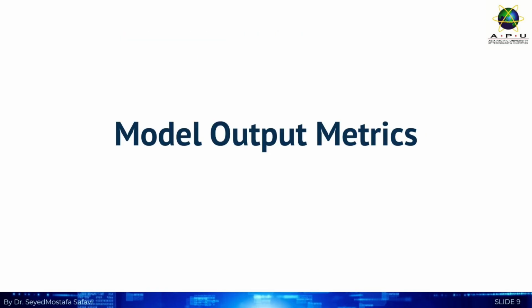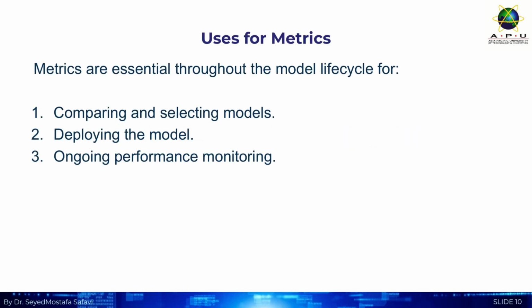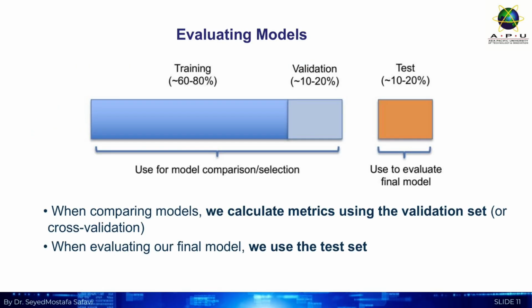The model output metrics are the language of performance. To speak fluently about machine learning, you need to know these key terms. We'll break them down into two families: regression, predicting a number, and classification, predicting a category. Why bother with metrics? They are your compass throughout the entire model lifecycle. They help you compare and select the best model, successfully deploy the model, and ensure ongoing performance monitoring to keep the model sharp. When do we use which dataset?